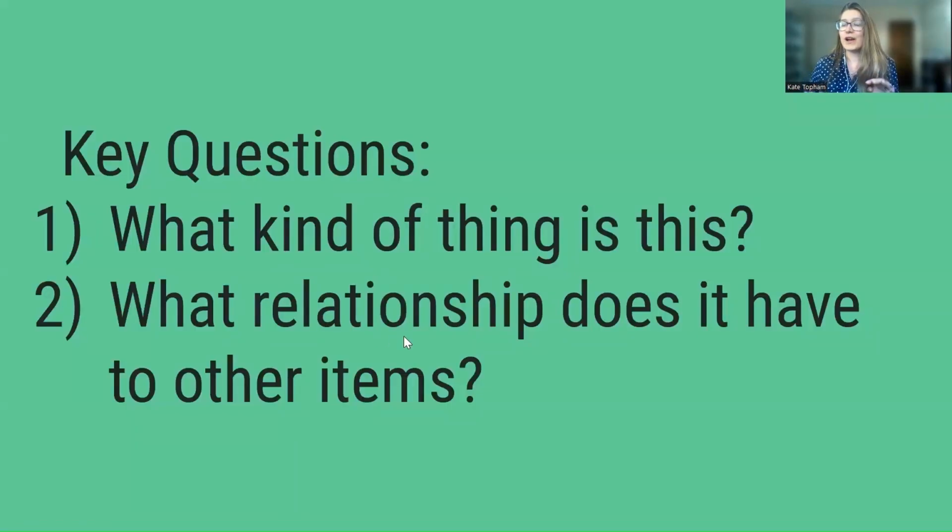So when you start working with a catalog record, I want you to think about these two questions first. Number one, what kind of thing is this? You just want to figure out what kind of thing you're working with, because that's what you're going to put in the value for the statement instance of. So you'll make your item, and then you'll make the statement, this item is an instance of what?